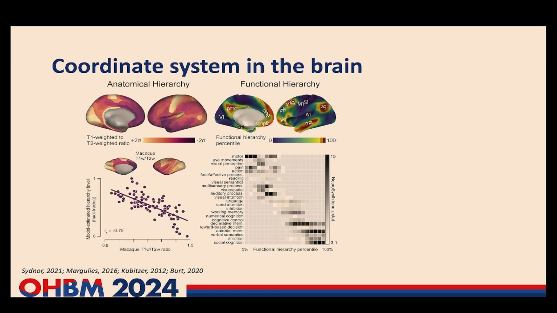And this pattern also relates to anatomical hierarchy as defined by the T1/T2 weighted ratio in the brain, that is a proxy for myelination and a couple of other things. And you see that it's also similar in macaques.